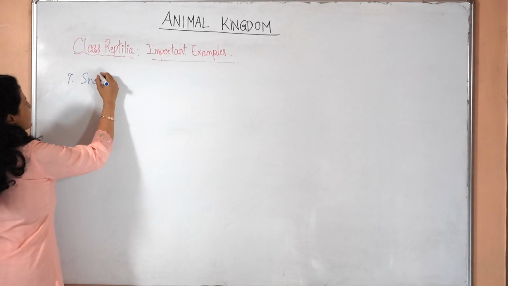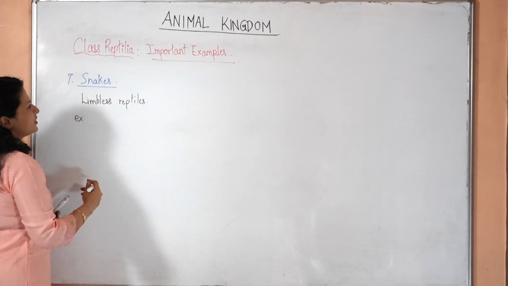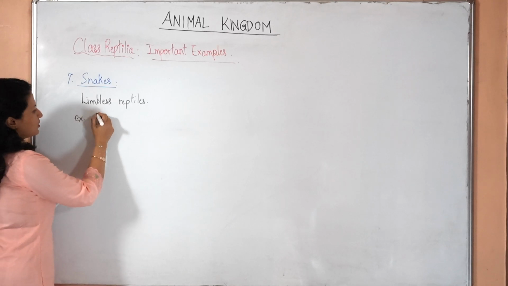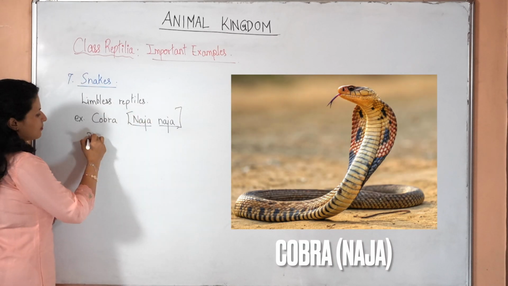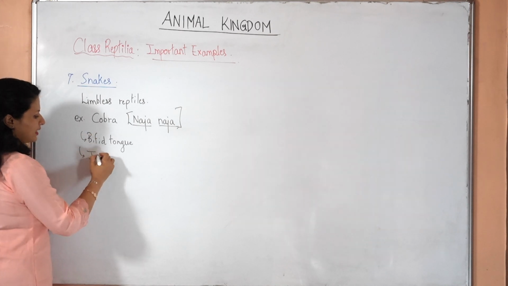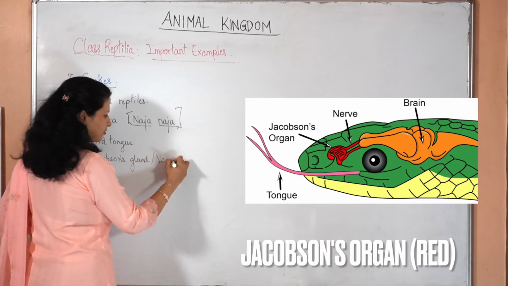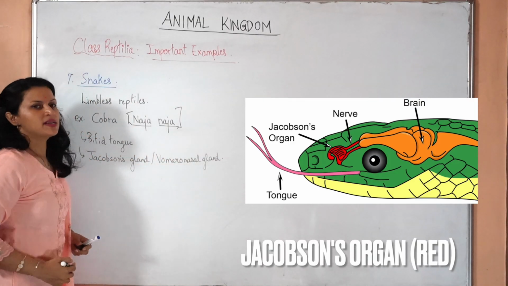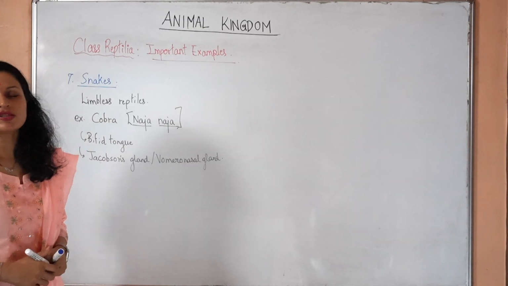Next we talk about snakes. Snakes are limbless reptiles. There are different types of snakes. Let us discuss one example. Cobra. Scientific name is Naja. It has a bifid tongue. It has the presence of the Jacobson's gland. Jacobson's gland, also called as the vomeronasal gland, which is present right above its palate, which helps it in detecting the chemical stimuli in nature.